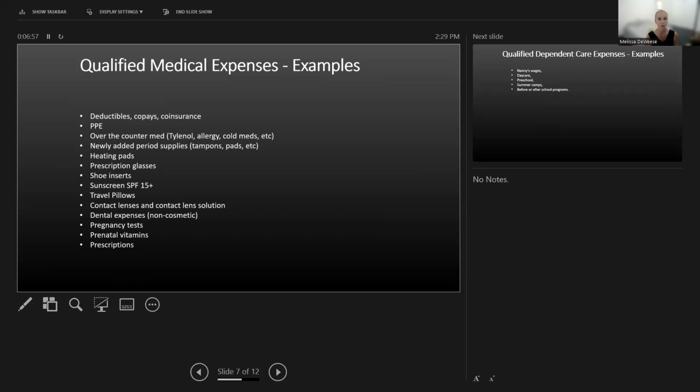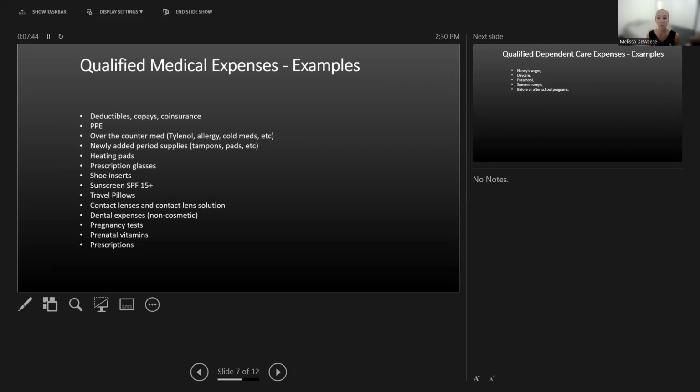It now includes personal protective equipment, PPE, over-the-counter medications such as Tylenol, allergy, cold and flu meds, or any other over-the-counter medication that's prescribed by your doctor. They've also added period supplies, tampons and pads. It's a new add. Heating pads, prescription glasses, shoe inserts, sunscreen, SPF 15 or more, travel pillows, contact lenses, contact lens solution, dental expenses. Of course, they can't be cosmetic veneers or whitening, anything like that. It has to be a filling, something you wouldn't want done unless it was medically necessary.